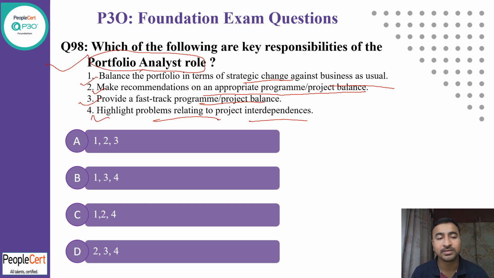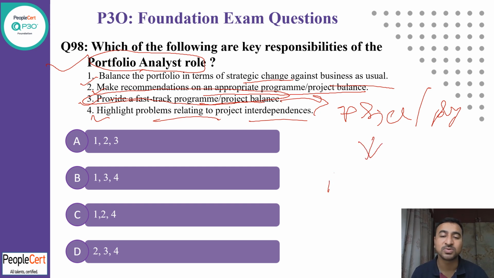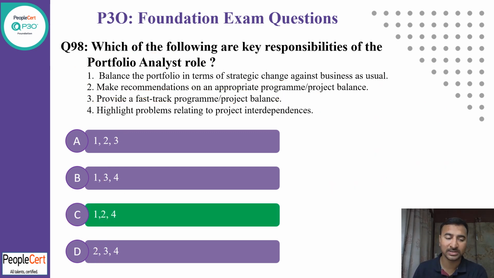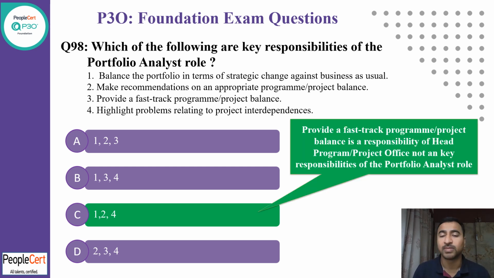Okay, and provide fast track program and project balance is specifically related to project and program stuff, and that is the responsibility of your program or project office, not the P3O. So you can discard the 3, so you can discard this option, and this option. So I believe C is the most correct answer. Yeah, it is. Providing fast track program project balance is the responsibility of head of program or project office, not a key responsibility of the portfolio analyst. Okay, so that is the correct answer.